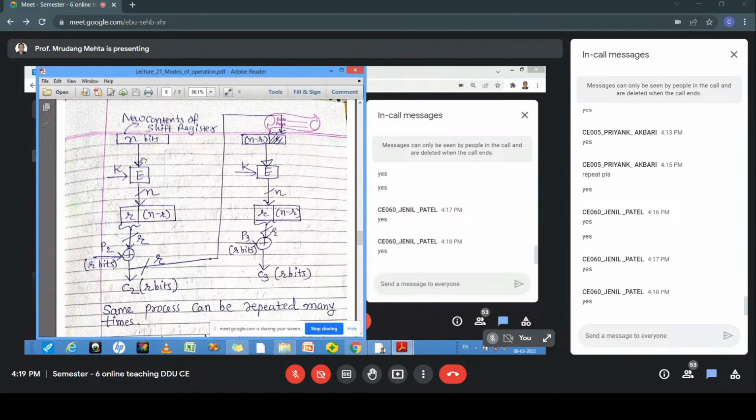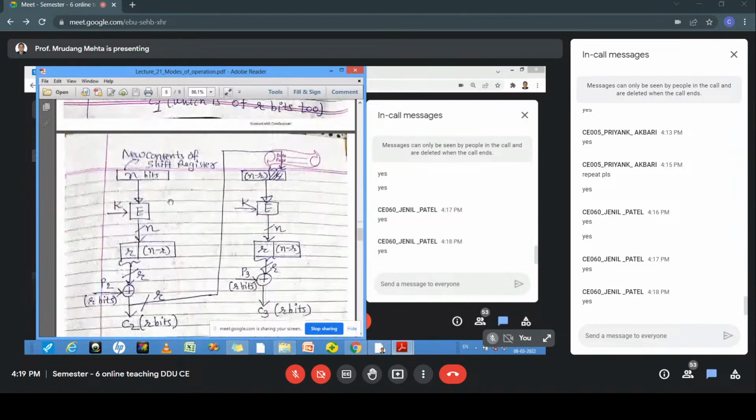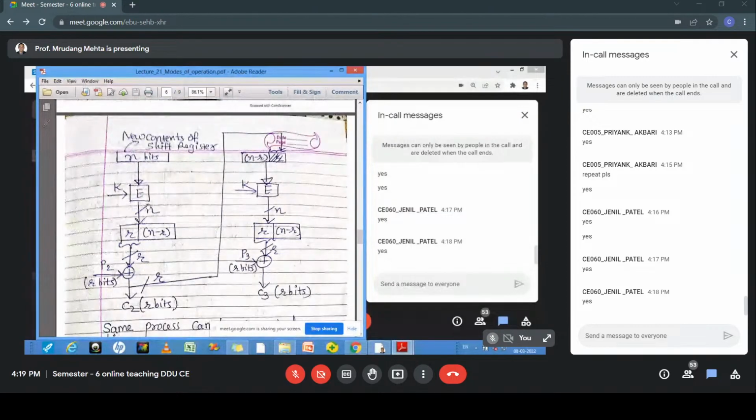Understood? New shift register. So this is the first operation. For the second operation of the shift register, we will left shift by r bits. Those r bits are replaced by this C1. So we will have the new content of this shift register, which is applied for the second round.